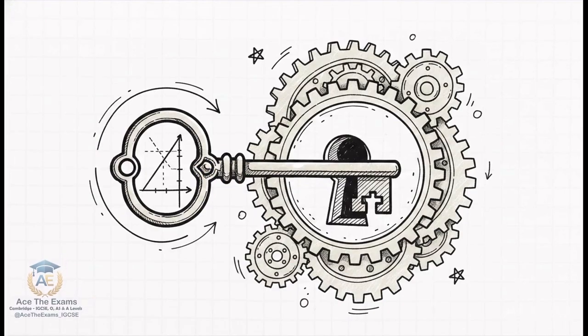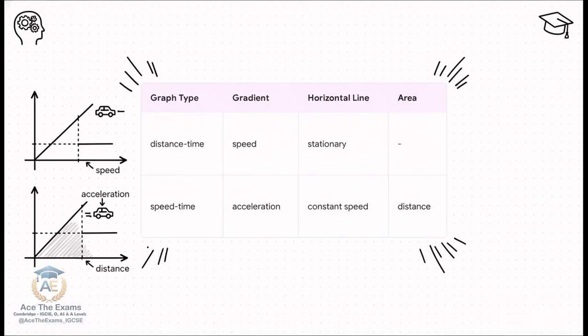Motion Graphs Master Key. Let's get right into it. To dodge these traps entirely, we need a systematic framework to decode literally any Cambridge physics graph without a single second of hesitation. So let's break down this crucial data showing exactly what the differences are, because the differences here are absolutely everything. On a distance time graph, the gradient equals speed, and a horizontal line just means the object is stationary. Simple, right? But look really closely at the speed time graph.